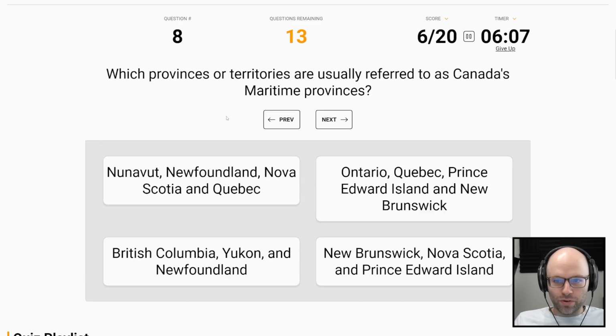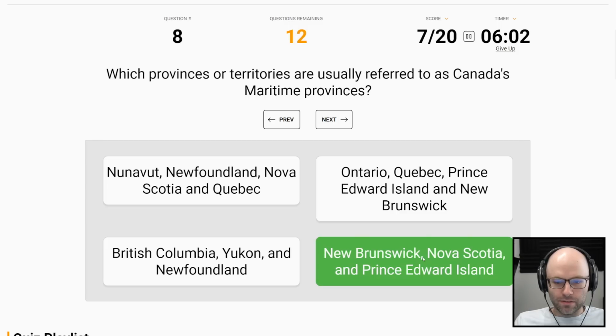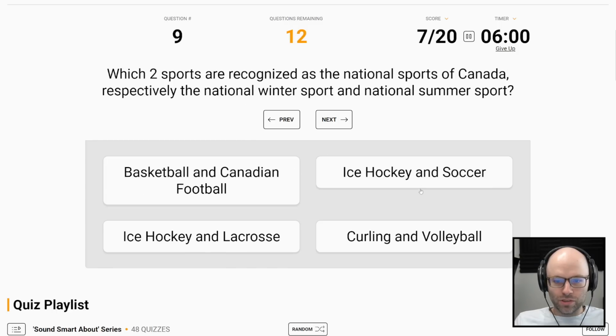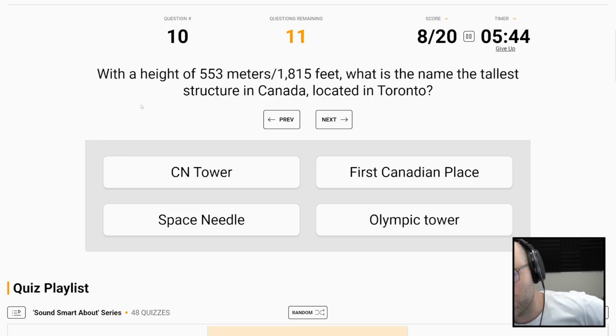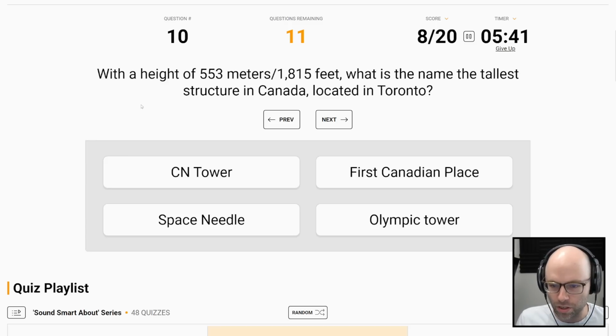Which provinces or territories are the Maritimes? You got your New Brunswick, your Nova Scotia, your PEI. Which 2 sports? This will be ice hockey and lacrosse. This is a classic Canadian question. Lacrosse is not that big in Canada. Sometimes people will say, I didn't know lacrosse was that big. It's not really. Many Canadians are baffled by the fact that it's considered a national sport. No, I'm not saying nobody cares about it, but it is not even close to being a popular sport. Maybe in high school.